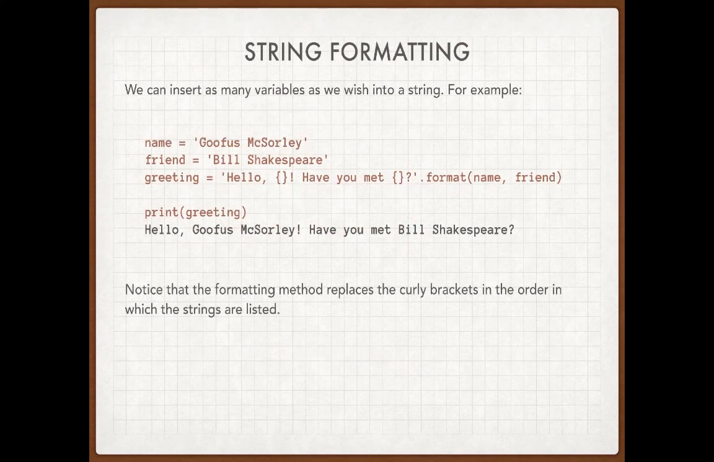And in fact, I can do this with as many values as I want to. So here's just another little one. My greeting here is, "Hello, empty placeholder. Have you met empty placeholder?" And you'll notice that I am sending to the format method two values. The first is called name and the second is called friend. So when I print that out to the screen, or if I just echo that out in the Python interpreter, you'll see here I get, "Hello Goofus McSorley, have you met Bill Shakespeare?"